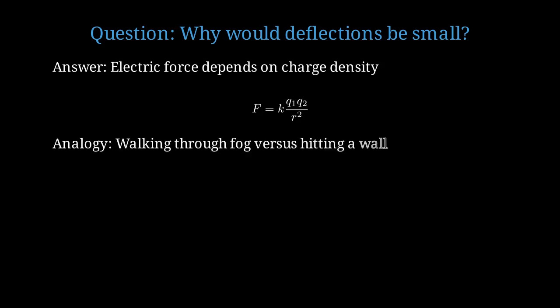Think of this analogy, walking through fog versus hitting a wall. In the plum pudding model, an alpha particle walks through fog. There's resistance, but no sudden impact. You'd expect gradual, small deflections.